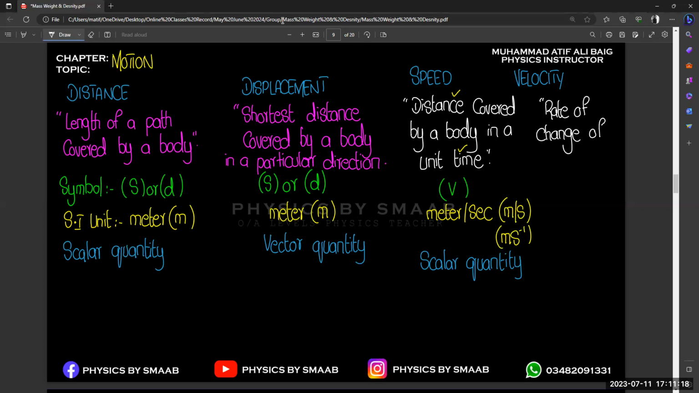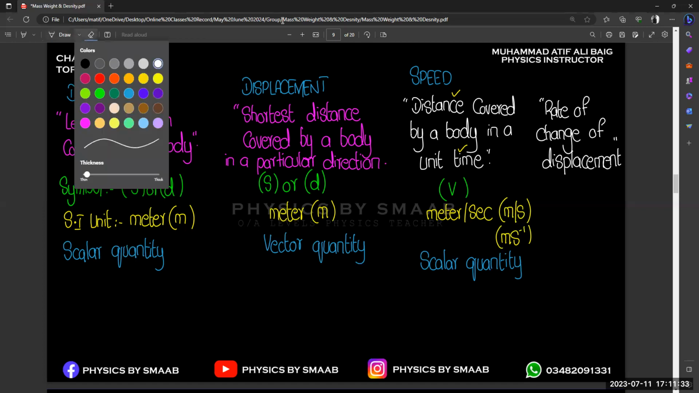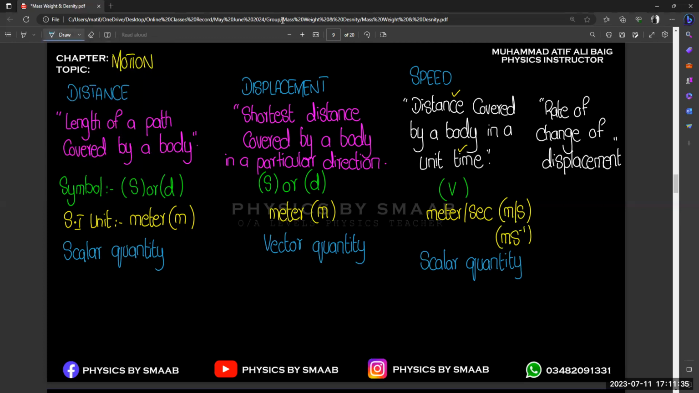No, rate of change of displacement. Because the first one is related to distance and this one is related to displacement, because this is a vector and there will be a specific direction, right? So this is specific for velocity. You may also write the same definition for speed, just replace displacement with distance.